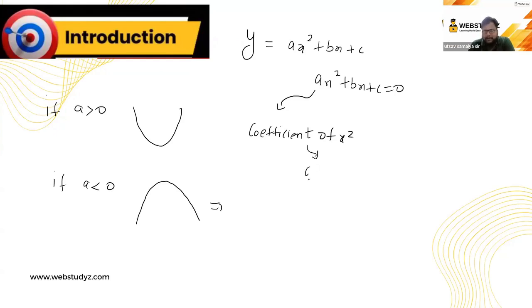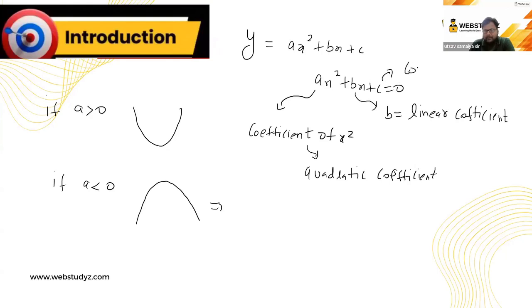So a is called the quadratic coefficient. And this is called b, that is called the linear coefficient. And this is called the constant. Now, this quadratic equation we use whenever we want to find the profit or maximize the profit in any business or any economical things. So this is the basic example of a quadratic polynomial.